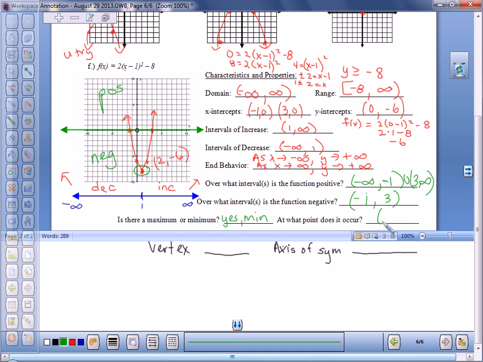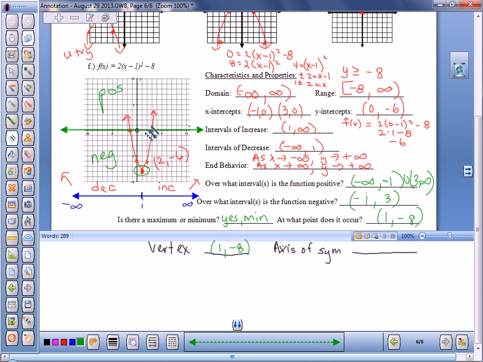And is there an axis of symmetry? Yes, there is an axis of symmetry. The axis of symmetry is the vertical line that passes through the vertex. And if we look carefully at this, we could fold the quadratic over this line and it would be symmetric to itself. So since it's a line, it is x equals, and it is x equals 1.